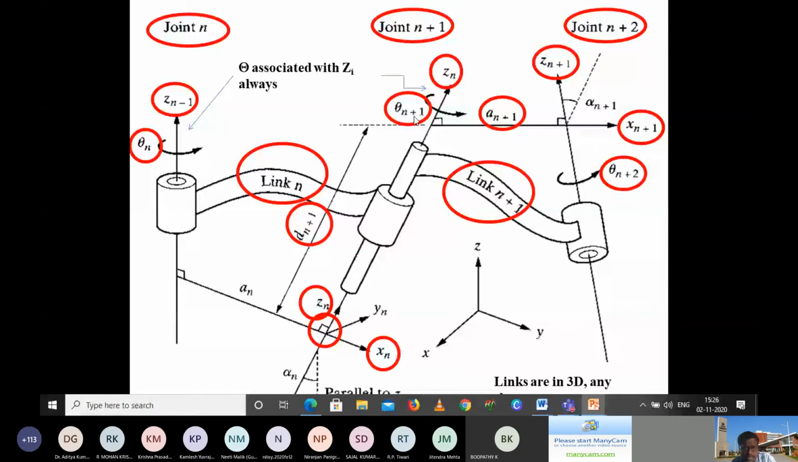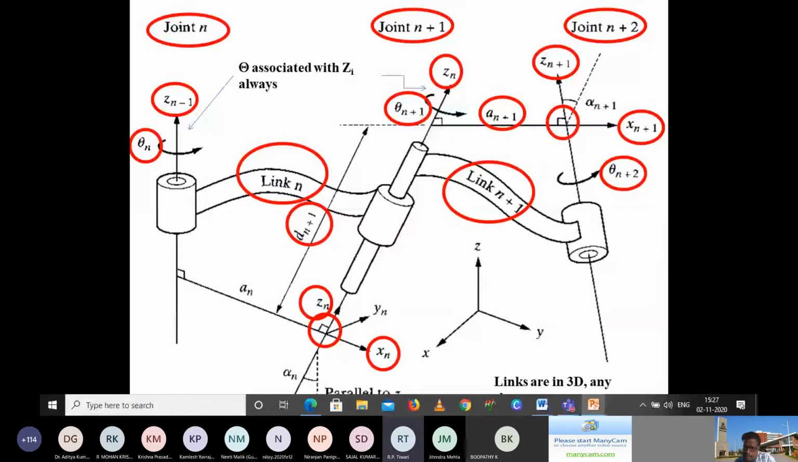And then, comparing joint n and joint n plus 1, there is a distance between two x-axes, okay, that distance along the z-axis is the d parameter, that is d n plus 1. And with respect to joint n plus 1 and joint n plus 2, there is some distance between these two joints, okay, that is taken as a n plus 1. That is, distance along x is a n plus 1, distance along z is d n plus 1. Okay, simple then. So this is the way they have taken.